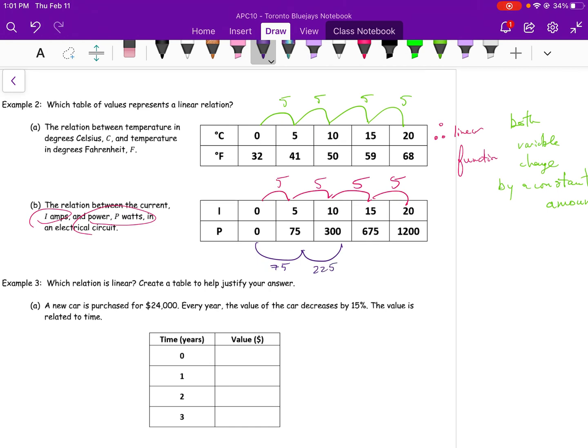This is not a linear function. We should expect the same level of increase going from step to step. So not a linear function. All right.